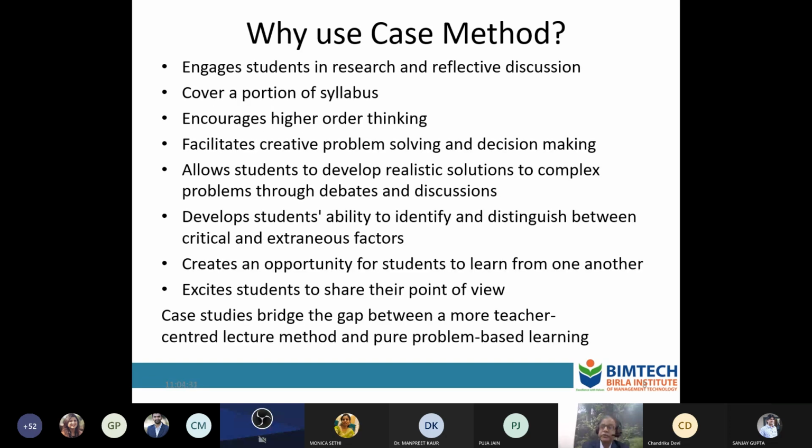Now, why use the case method? This is a great engaging tool. It allows the students to reflect on what they have learned. And once they reflect, their knowledge integration may take place. They may relate that so-and-so professor had taught us the break-even point, which is a part of management accounting, and that can be applied in this particular situation, which is related to production or supply chain. So that kind of integration takes place once the student faces a problem, looks for alternative solutions and reflects upon classroom learning.